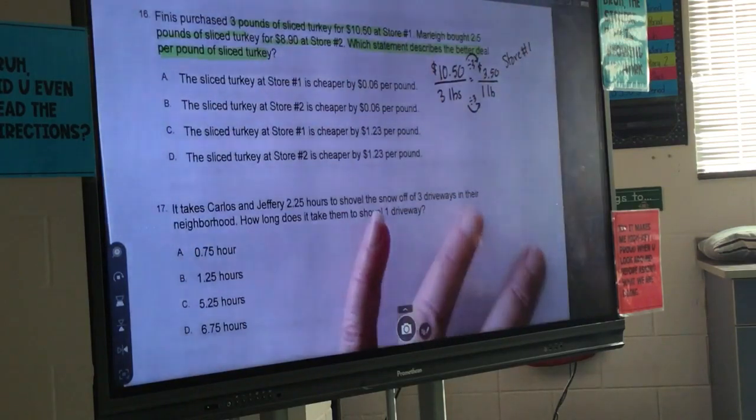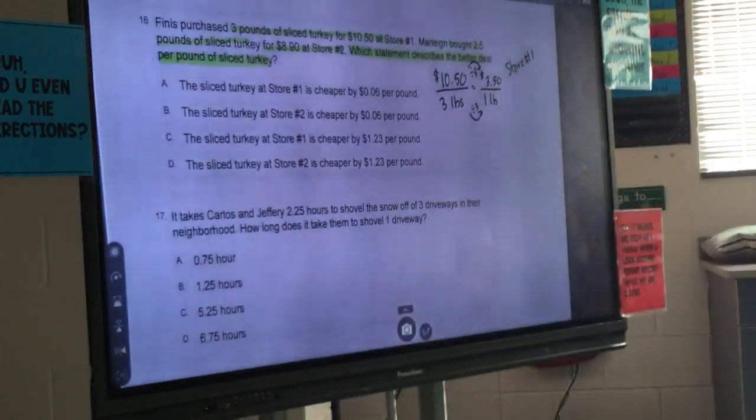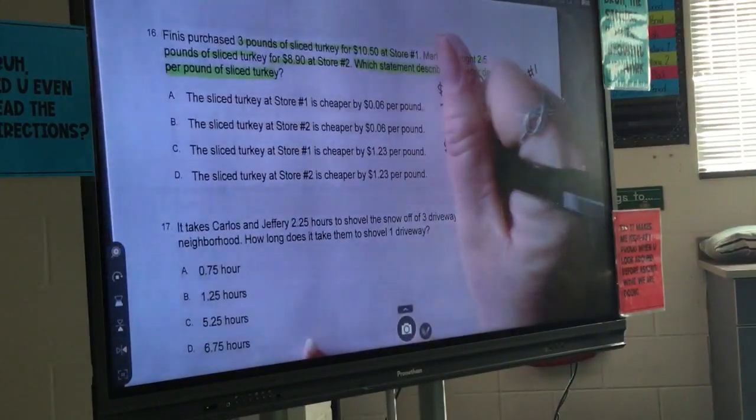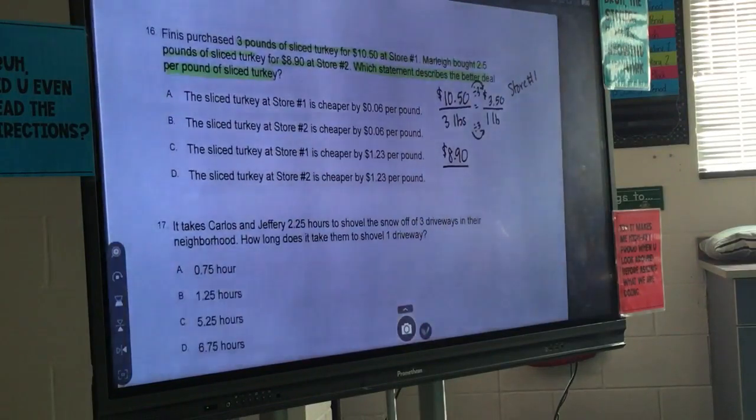All right, someone walk me through how to find the price for store 2. What do I do for store 2? Someone other than the same people. We all just did this problem. We all stood up. It's okay if you get it wrong. This is why we're walking through it. Drake, what'd you do for store 2? I found the unit rate of store 2. Walk me through it.